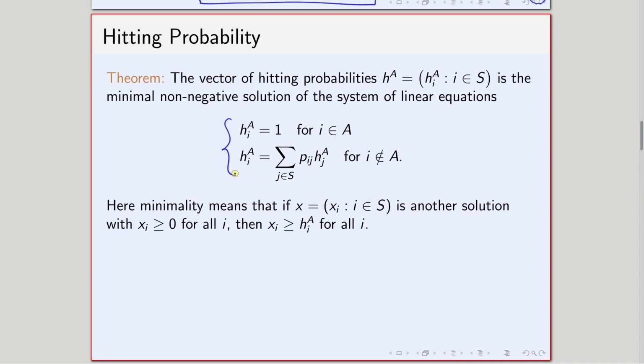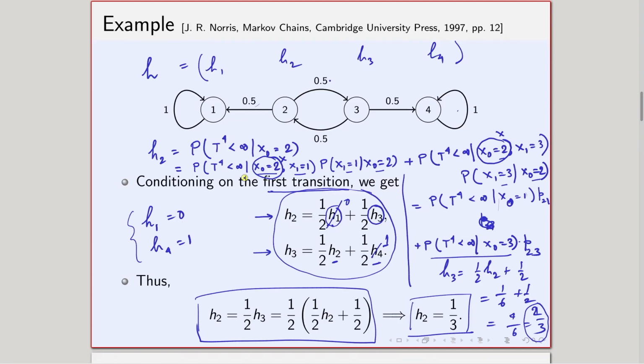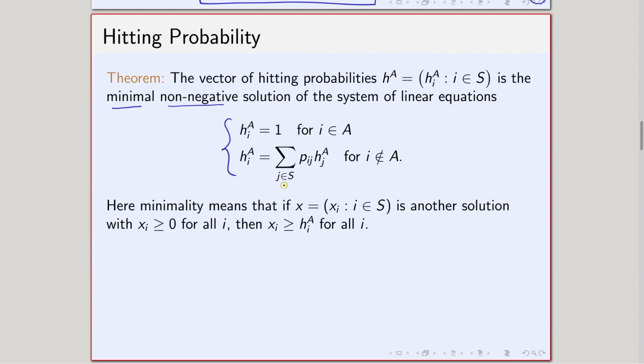So a few things I need to discuss here. One is what do we mean by minimal, what is non-negative, and how we get this system of equations. So the way we get this system of equations is exactly the same as what I have discussed here. Through this I got this one. So if I am already in A, if I start from A, I is the starting point. If I am already in A, then in finite time anyway I will reach A. So I am in A.